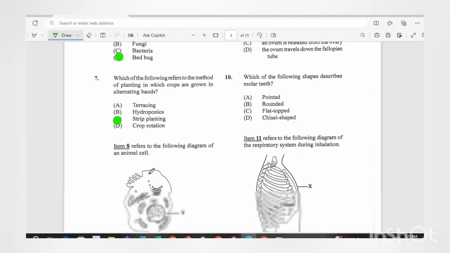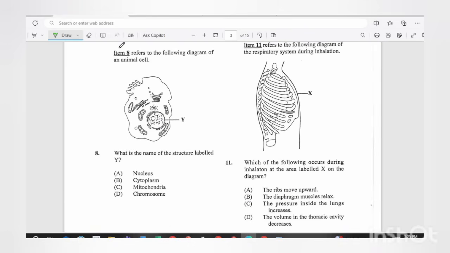Question 8. Item 8 refers to the following diagram of an animal cell. What is the name of the structure labeled Y? Is it A. the nucleus, B. the cytoplasm, C. the mitochondria, or D. chromosome? The answer there is A. nucleus.